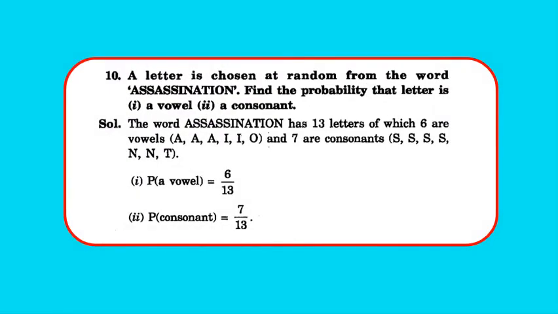Moving to question 10. A letter is chosen at random from the word assassination. Find the probability that the letter is a vowel, a consonant. Now the word assassination has 13 letters. You can count them. Total number of letters is 13, out of which 6 are vowels and 7 are consonants. So probability of the vowel will be favorable 6 upon total 13, and probability of the consonant will be favorable 7 upon total 13. Clear? So pause and note down the solution.